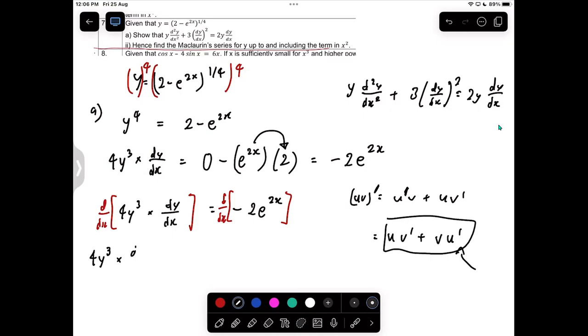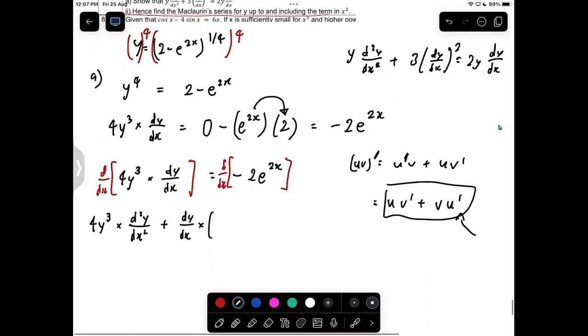Keep one, differentiate the other, plus keep the other. Isn't it like the same thing? It's the same thing, yes. You can understand. I was just scared that you were confused. Okay, no confusion then, very good. It's exactly the same thing.